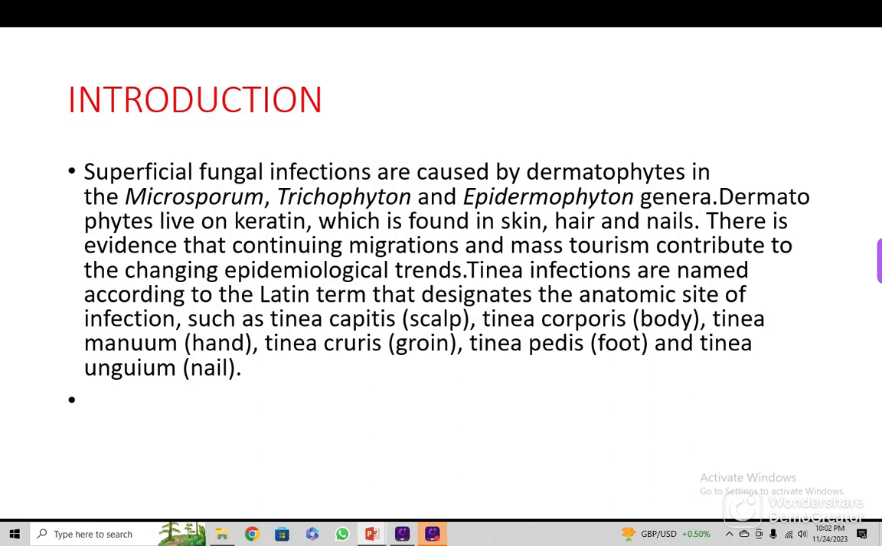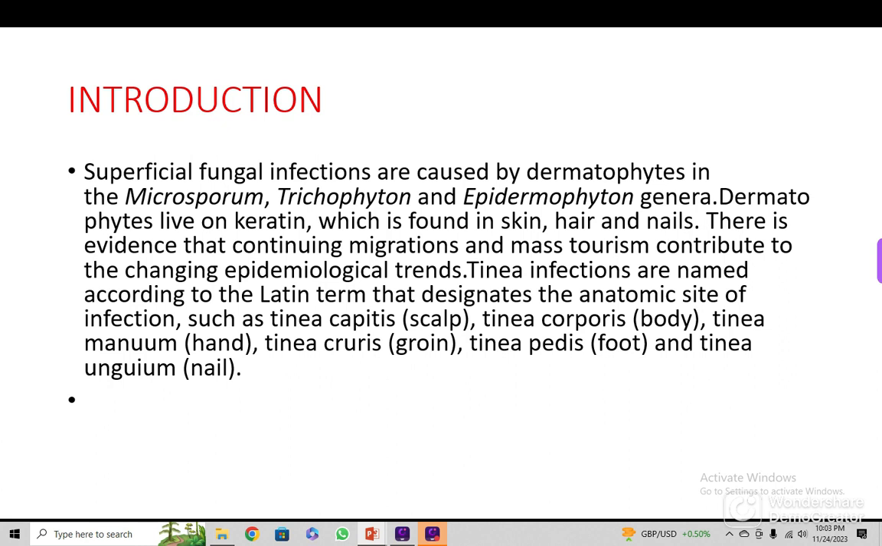The superficial fungal infections are caused by the dermatophytes. Although they are very, very superficial, they penetrate the epidermis, the second layer or third layer. They are the genus Microsporum, Trichophyton, and Epidermophyton. Now these are three: Microsporum, Trichophyton, and Epidermophyton. Dermatophytes live on the keratin, which is found in the skin here and there. This is the habitat.